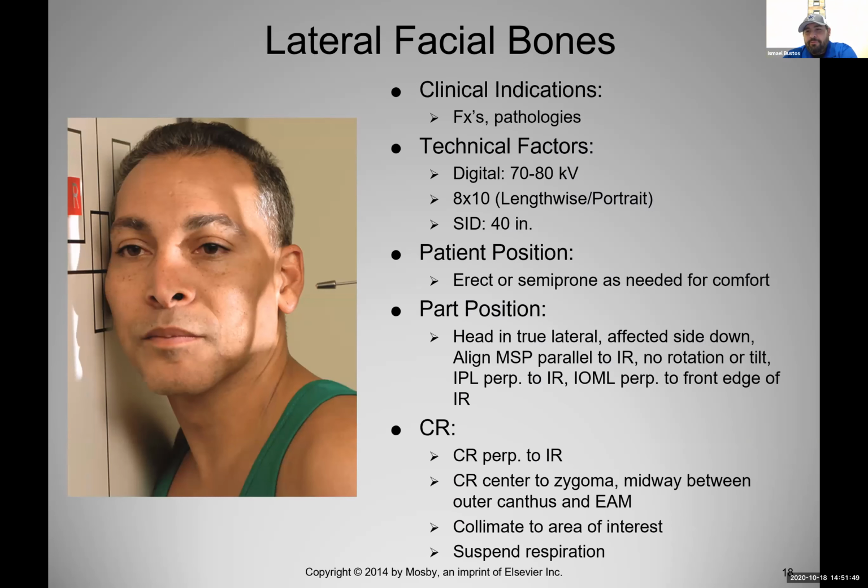IPL, perpendicular to the image receptor. MSP, the mid-sagittal plane, parallel to the image receptor. The IOML, perpendicular to the front edge of the image receptor. The GAL, parallel to the front edge of the image receptor. Okay. Once you get all that, get in a true lateral position. We're going to CR perpendicular to IR, and it's going to be the same centering as we did for the lateral facial bones. You're going to center to the zygoma, right? Or midway between the outer canthus and the EAM, all right?